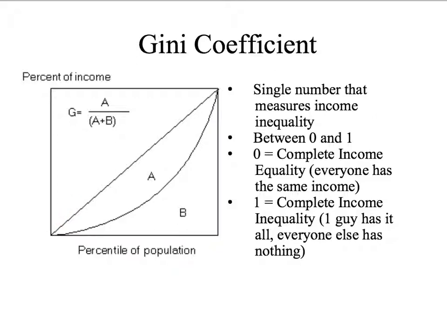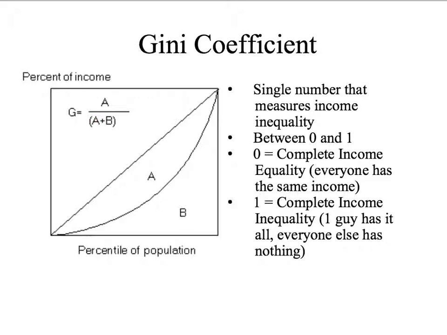And 1 is complete income inequality. Basically, one guy owns everything, and everyone else has nothing. So here, the Gini coefficient is calculated as G is the Gini coefficient, A is the area between this perfect egalitarian line and the actual Lorenz curve. B is the area between the actual Lorenz curve and the axes, or also the perfect totalitarian line. And so you take the area of A divided by the combined areas of A and B to get the Gini coefficient.